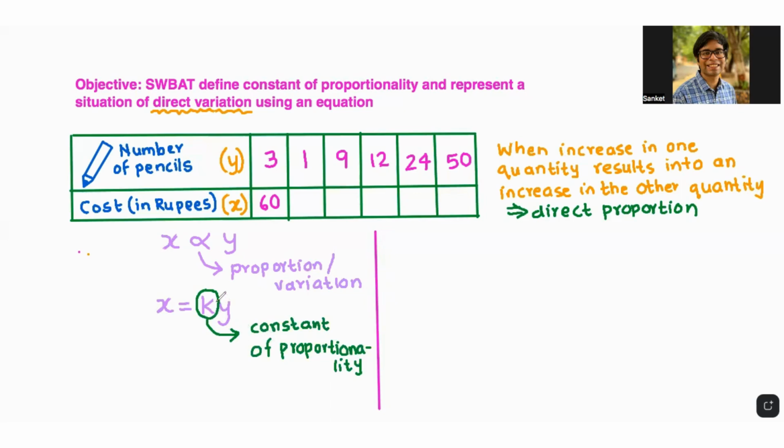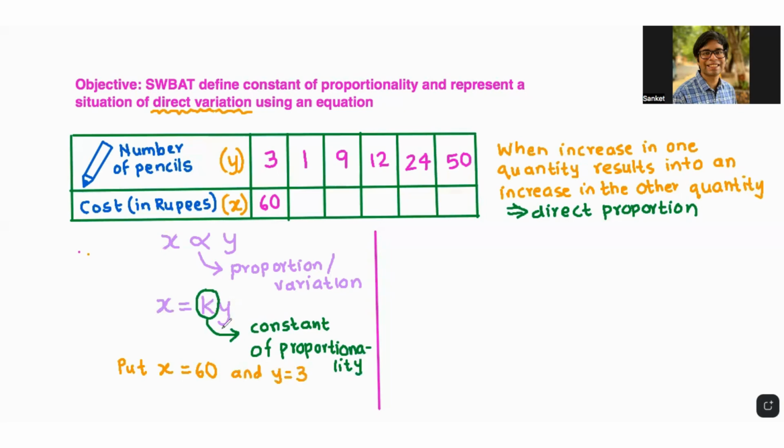How can I find the value of this constant of proportionality? To find the value of constant of proportionality, I need one value of X and one value of Y. So always to find constant of proportionality, we need one value of X, one value of Y. Do we have one value of X and one value of Y? Yes, we have. So we have x, when x is 60, y is 3. So put x equal to 60 and y is equal to 3.